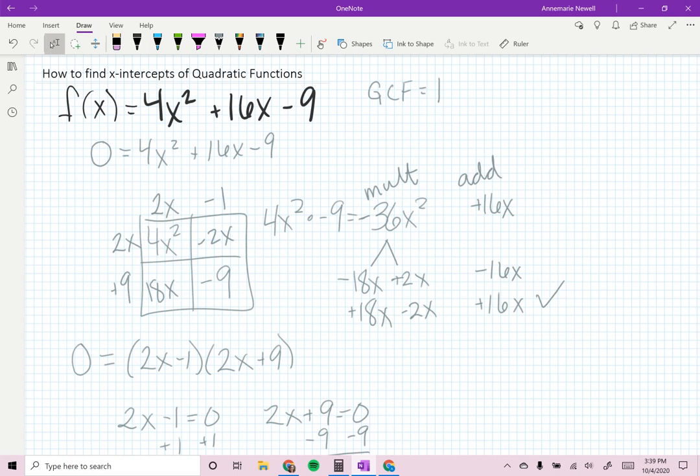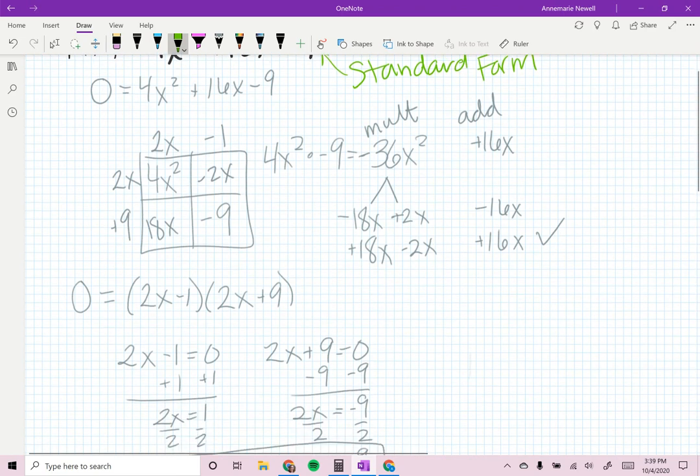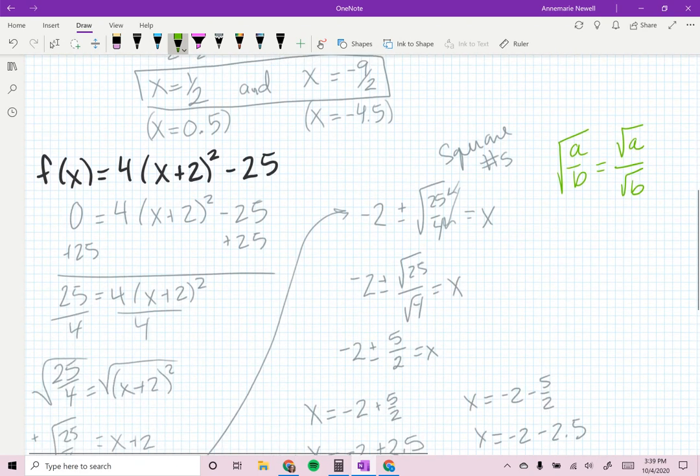This is part 3 of finding our x-intercepts of quadratic functions. We still are using the same function, 4x squared plus 16x minus 9. So let's remind ourselves that this is written in standard form of a quadratic function. This other one, when we graphed it, we wrote in vertex form. So let's label this as vertex form, where our vertex is at -2, -25.